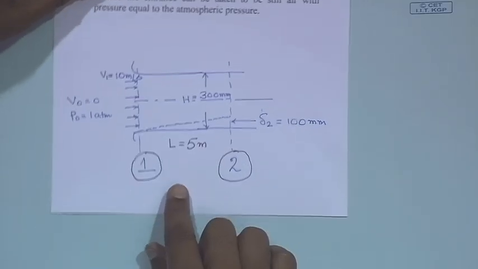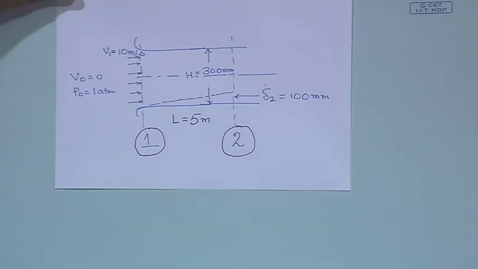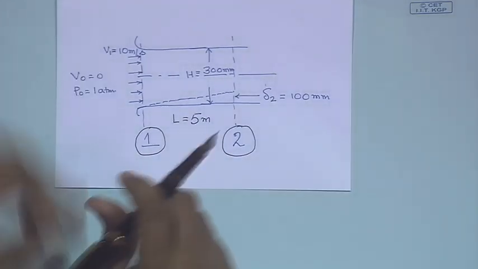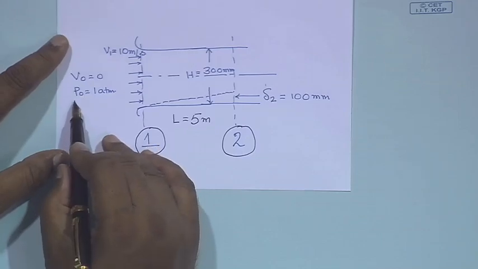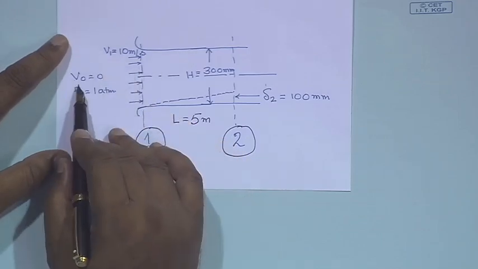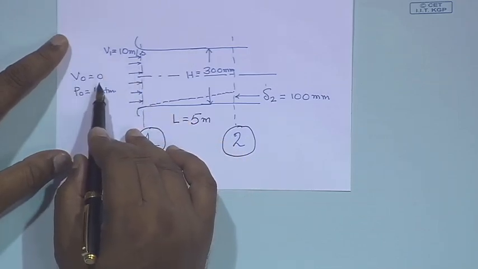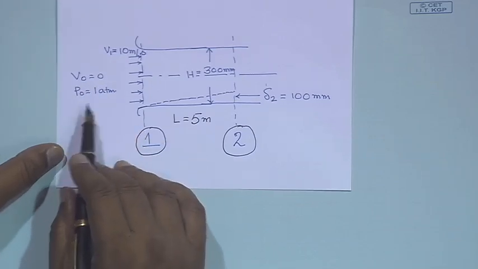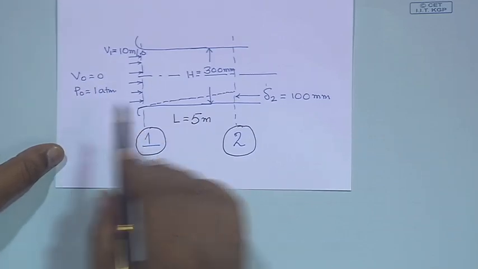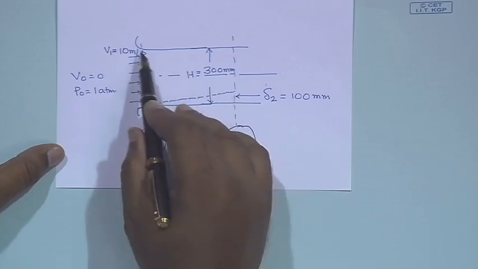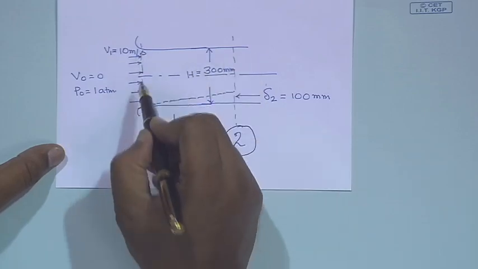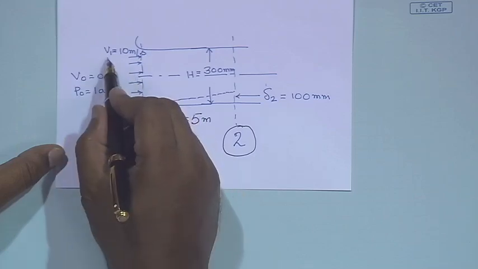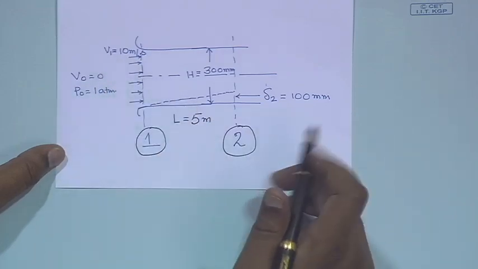So, this is the picture that we have for the duct. The air outside, far from the duct, is obviously still air. So, it does not have any velocity, and the pressure at that point is equal to 1 atmosphere. And this duct is a horizontal duct. Initially at location 1, at the entry point of the duct, the velocity is uniform and equal to 10 meter per second.